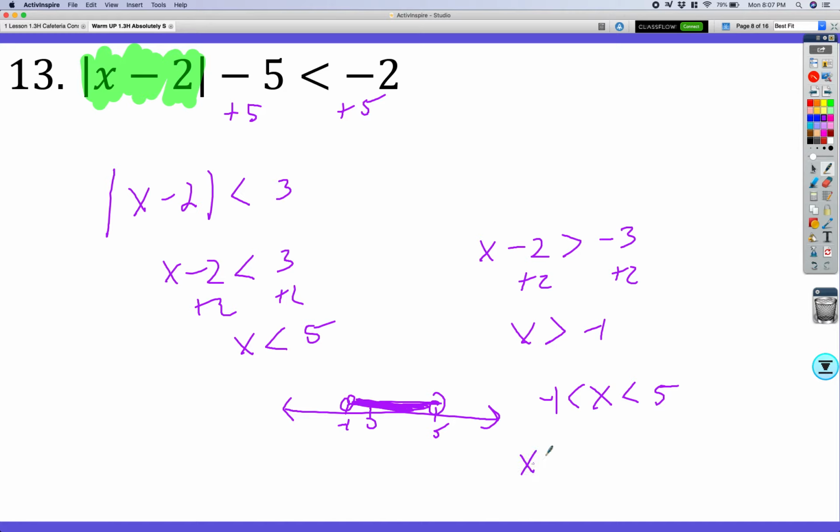You can also write it as x such that, x such that. And then you could also just have that written right there with the fancy brackets around it as well. Okay?